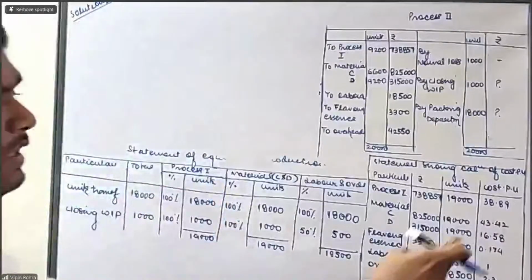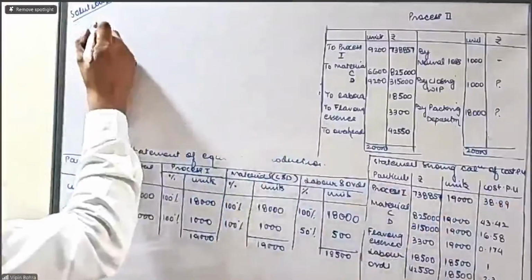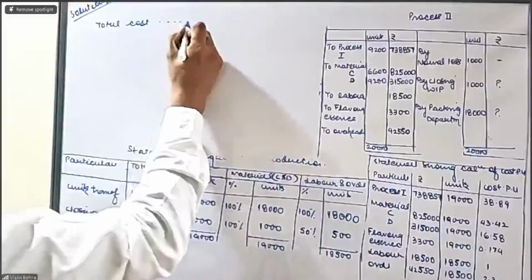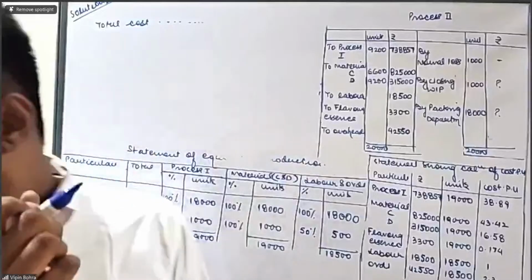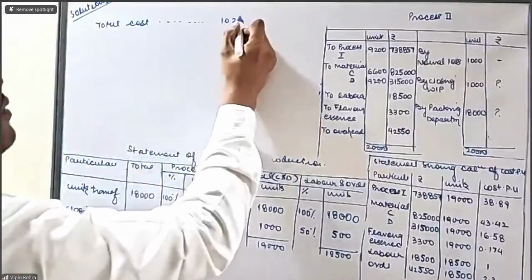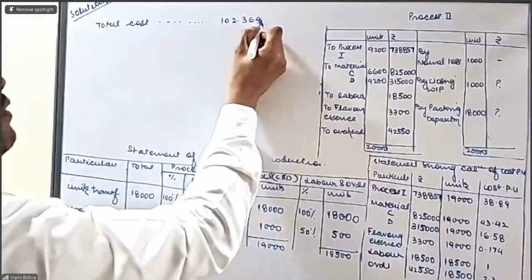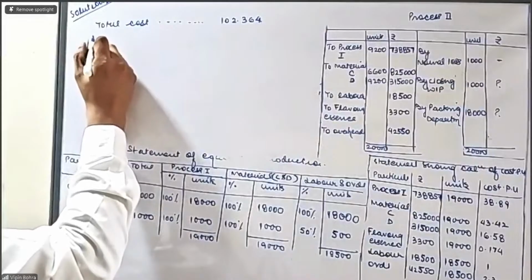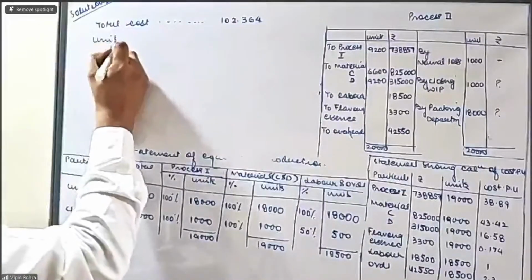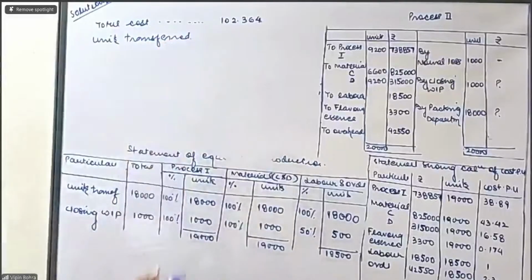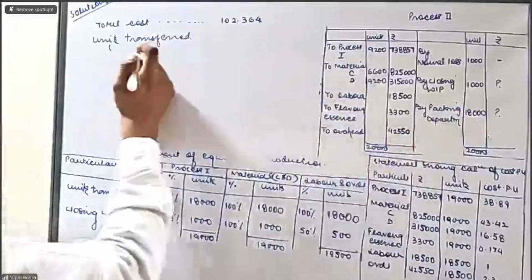So we have got the total cost, that is the total of all these items, which is 102.364. So when talking about the units transferred, straight away, 18,000 units were transferred at this cost.